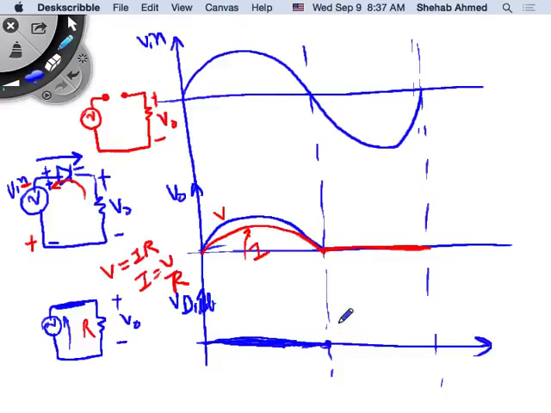How about the negative half cycle? This is the voltage across the diode, right? What is it equal to? It's equal to the supply voltage, exactly. So it will look like the supply voltage.